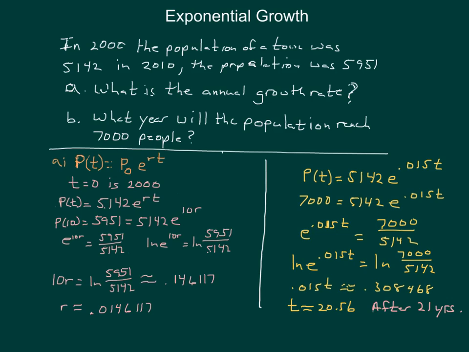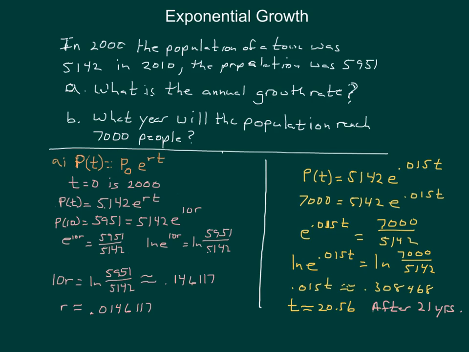Now that we know what r is, I now have my model for this: P of t is 5,142 e to the 0.015t. And what I'm going to do now is find out what year it's going to be for 7,000 people to be in this town, assuming that everything stays consistent with what's been happening. So I'm going to say 7,000 equals 5,142 e to the 0.015t. And I know what I need to do is solve for t.